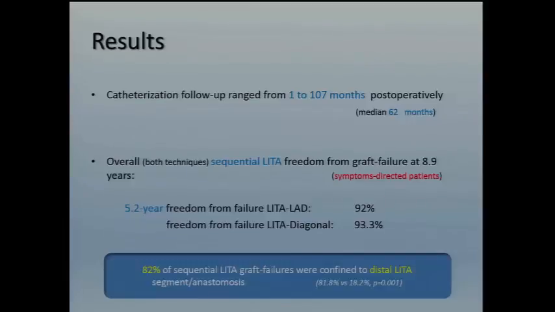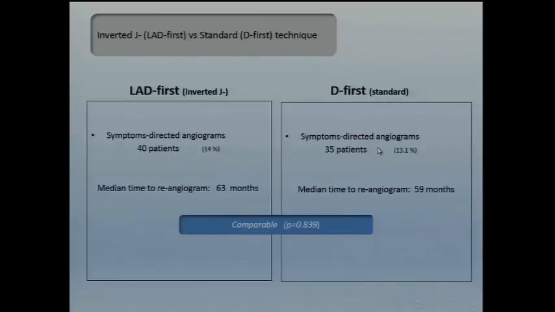Overall, for both techniques, we refrain from using the word patency rate because, again, it's only in symptoms-directed patients, so we define it as freedom from graft failure, either in the distal anastomosis or in the distal segment. After 8.9 years, the overall freedom from sequential LITA to LAD graft failure was 92%, and the freedom from LITA to diagonal artery graft failure was 93.3%. Now, 82% of the LITA graft failures, and this is compatible with the literature, were confined to the distal ITA segment, and only 18% were in the proximal anastomosis.